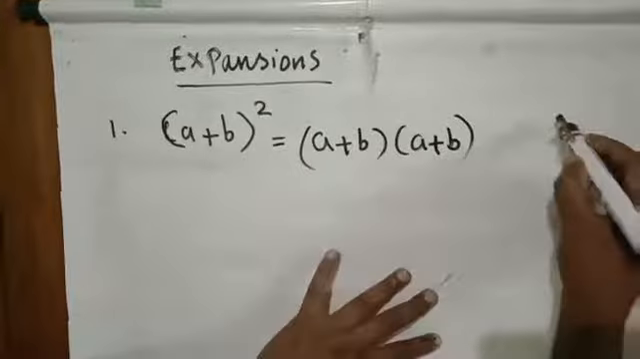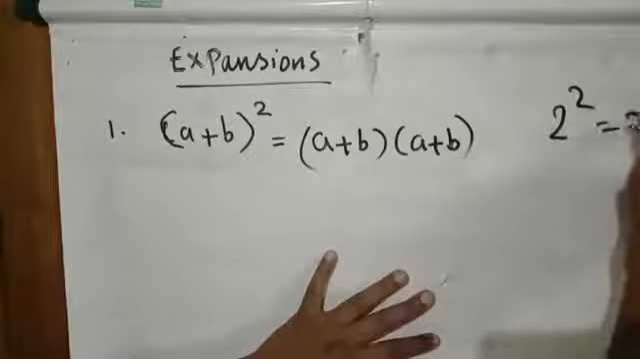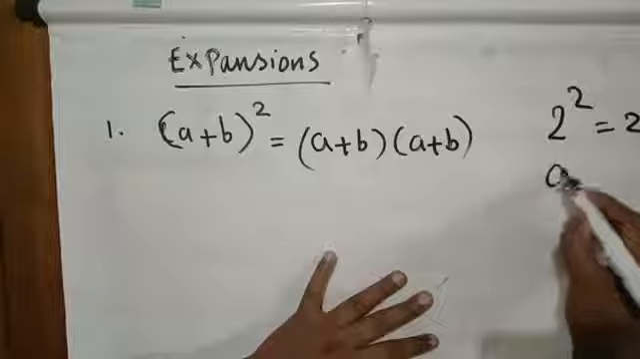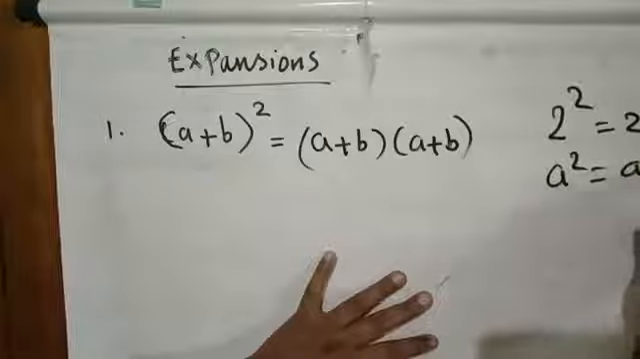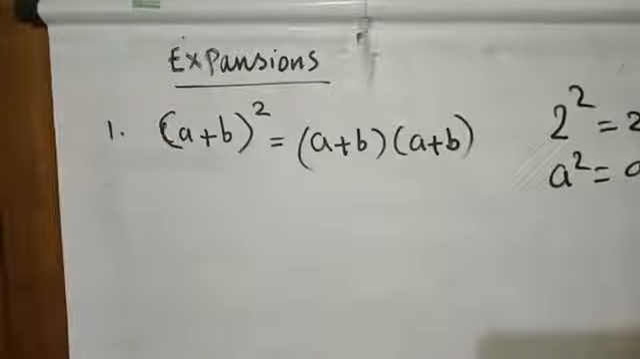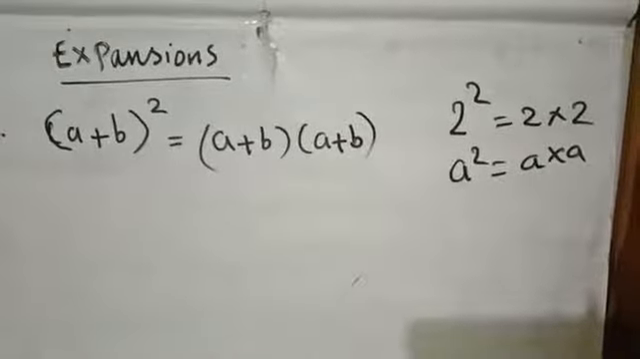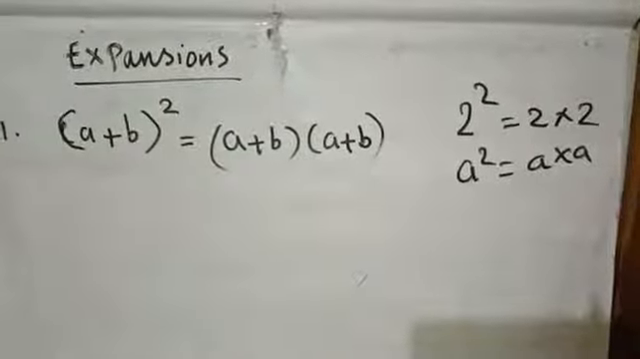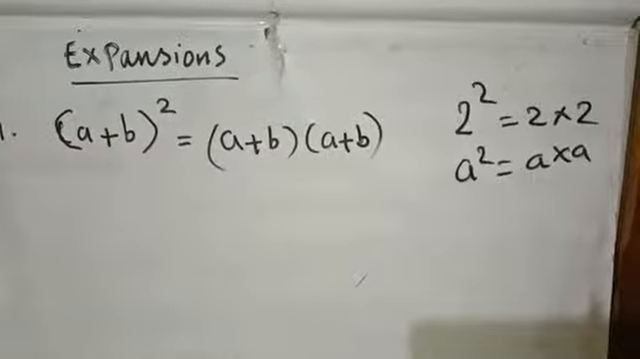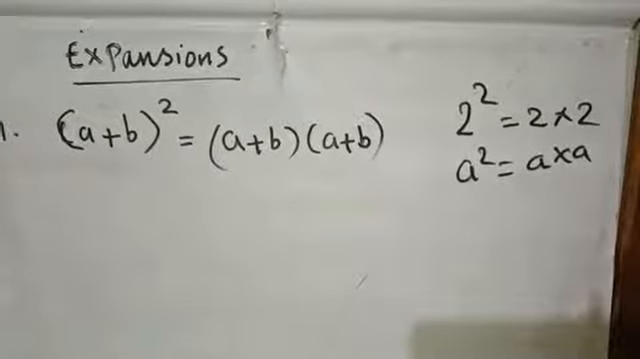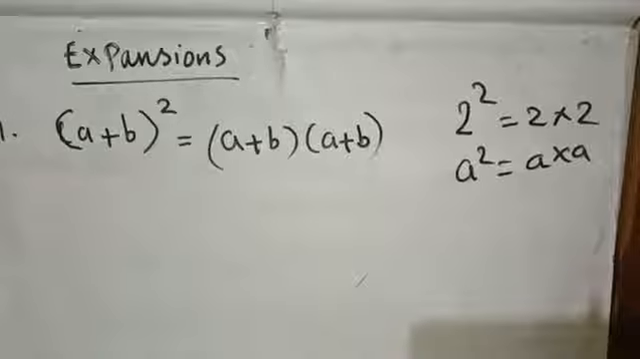We know that 2 square means 2 into 2. A square means a into a. So in the same way, a plus b the whole square means a plus b into a plus b.